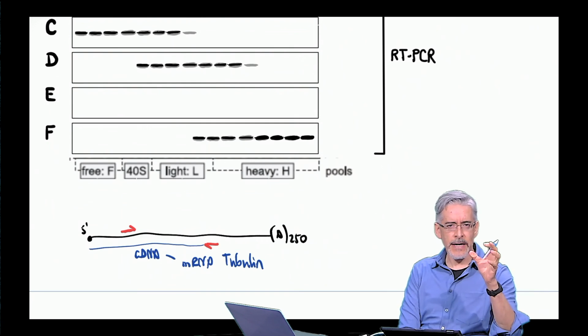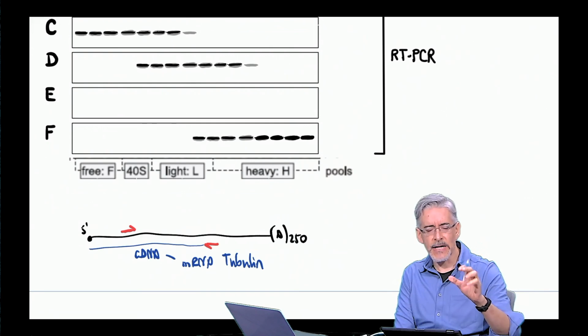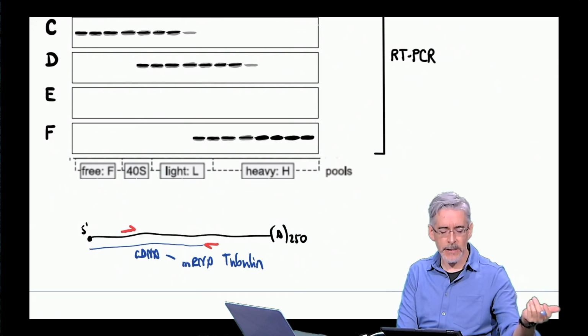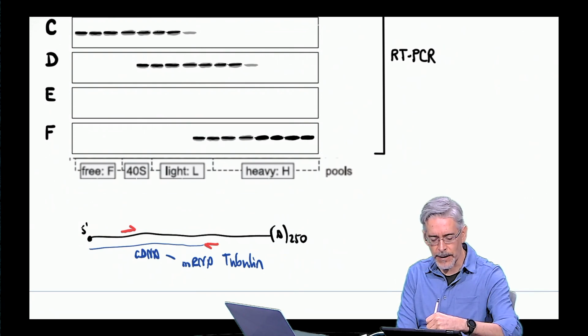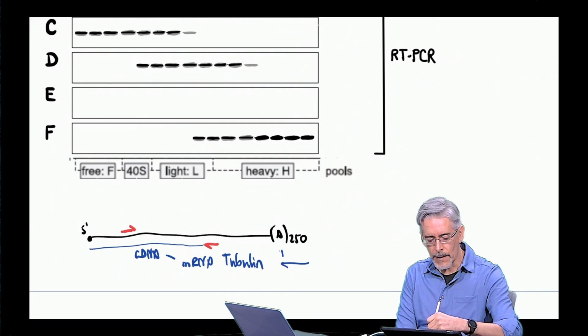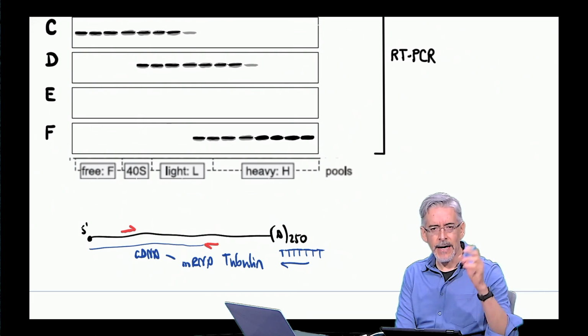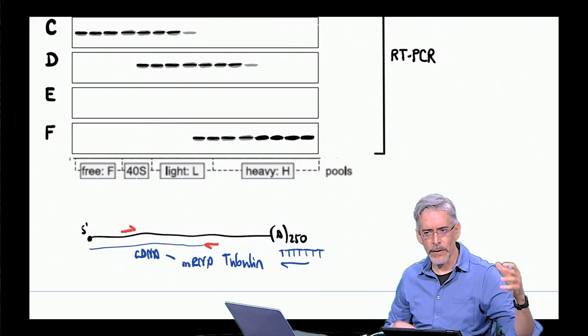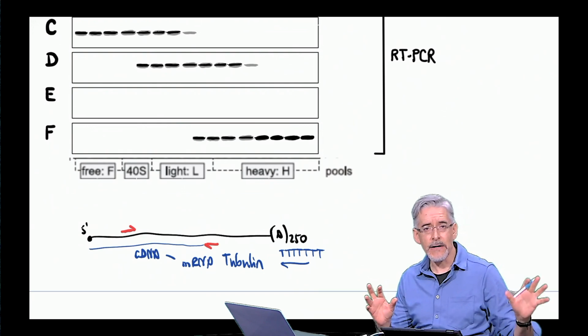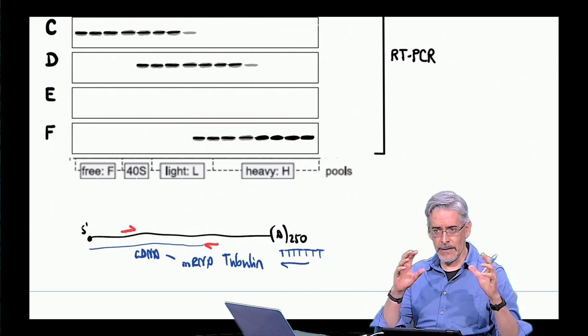You can use a messenger RNA specific target for the reverse transcription, or alternatively you can use a poly-T primer, so a primer that contains nothing but a bunch of T's in a row, and that primer will be unspecific. That primer will allow you to reverse transcribe all the messenger RNAs that are polyadenylated in your sample.